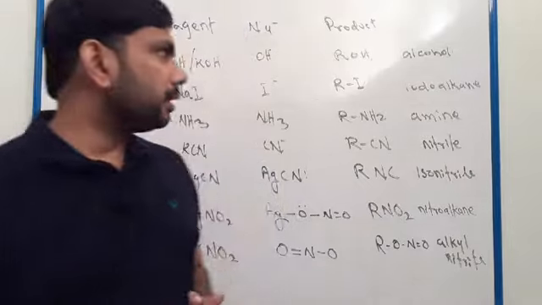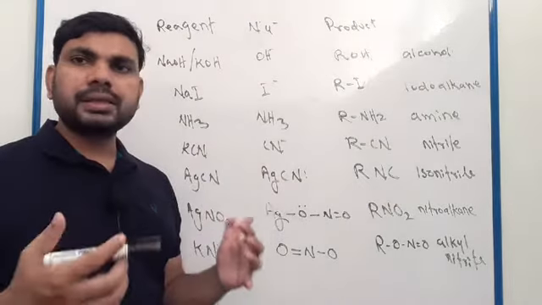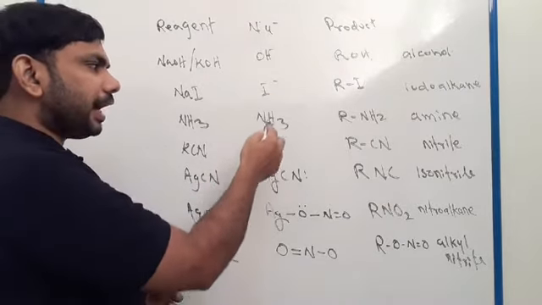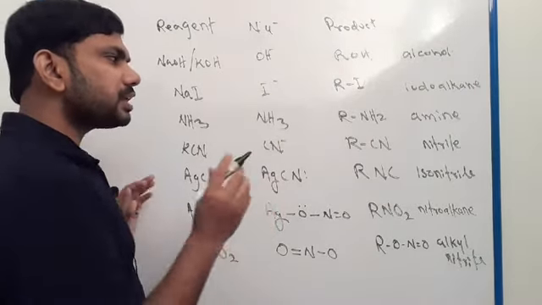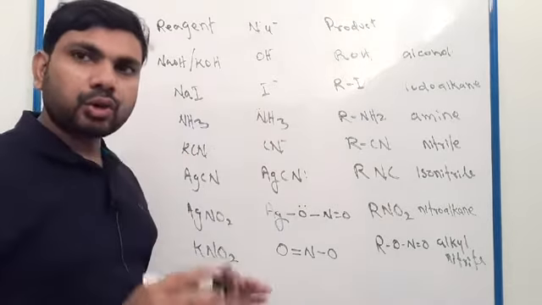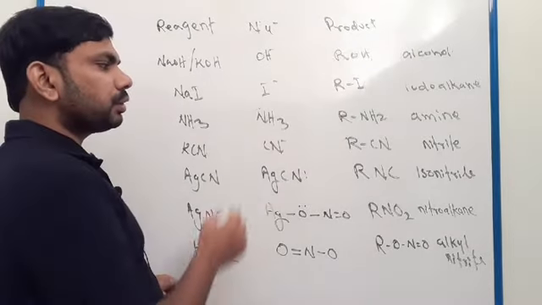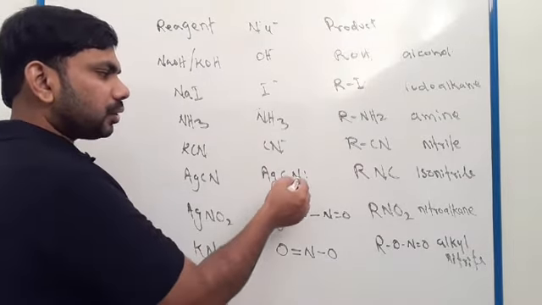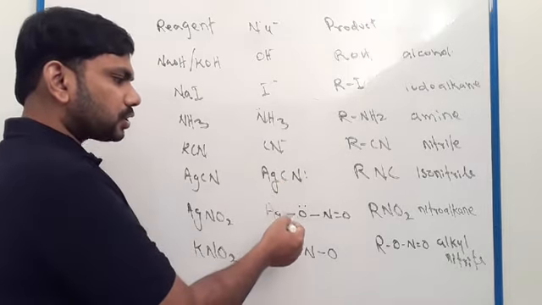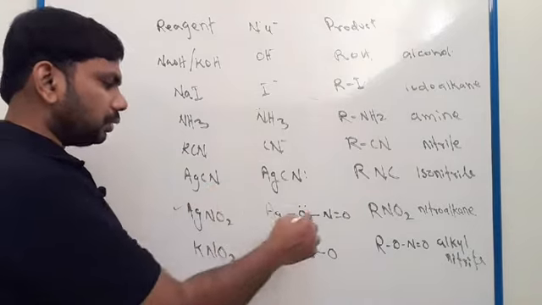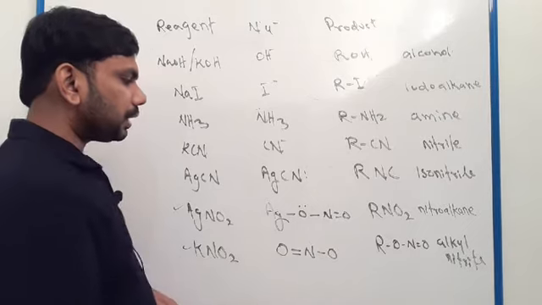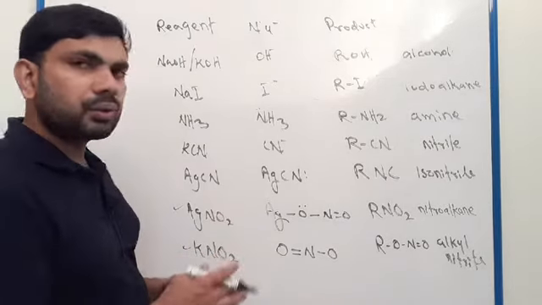Here some nucleophiles are given. Some examples for nucleophile: OH minus, I minus, NH3. In NH3 there is no negative charge, but you know there is a lone pair of electrons. So this is nucleophile. CN minus, AgCN, here also nitrogen with the lone pair of electrons. Also AgNO2, KNO2. Here there are lone pair electrons, so they are nucleophiles.